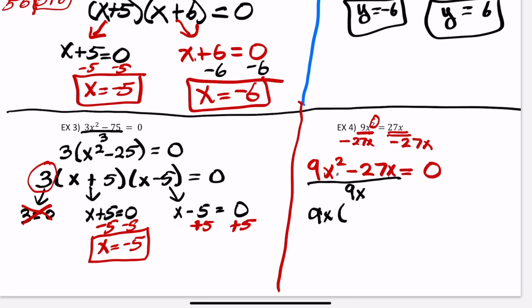And what's left here is 9 divided by 9 is 1, x squared divided by x is x, negative 27 divided by 9 is 3, x divided by x is 1. So I get 9x times x minus 3 equals 0.